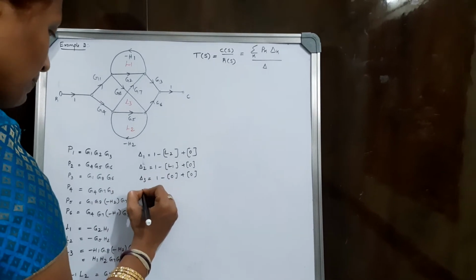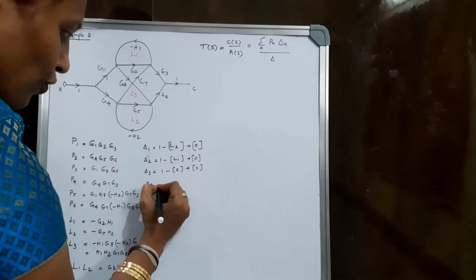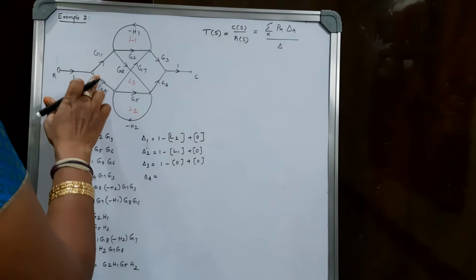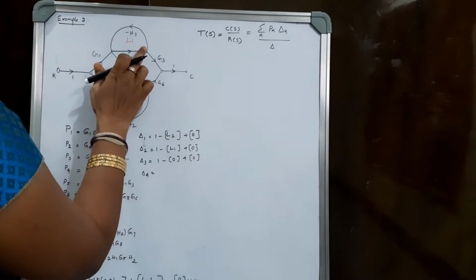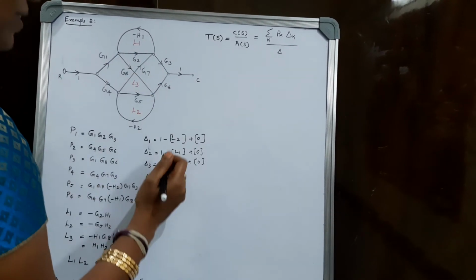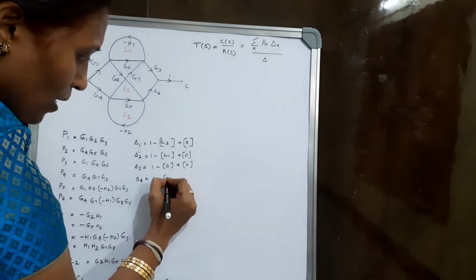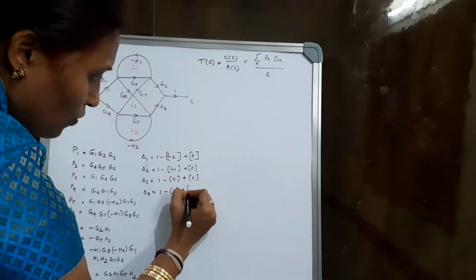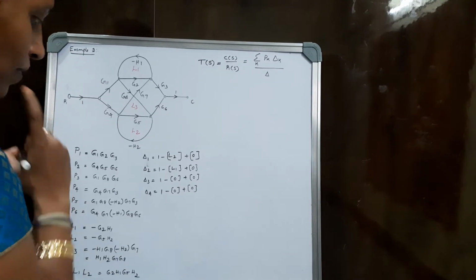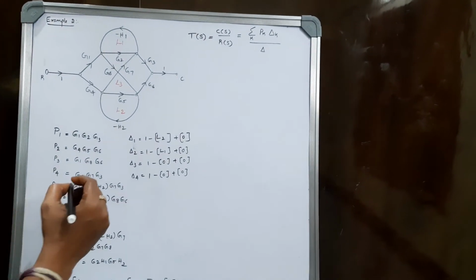it will be just equal to 1. On the similar lines, delta 4 you take. So delta 4 is G4, G7, G3. Again for this, all the 3 loops are touching. So I'll be having 0 loops here. So delta 4 will be just equal to 1.